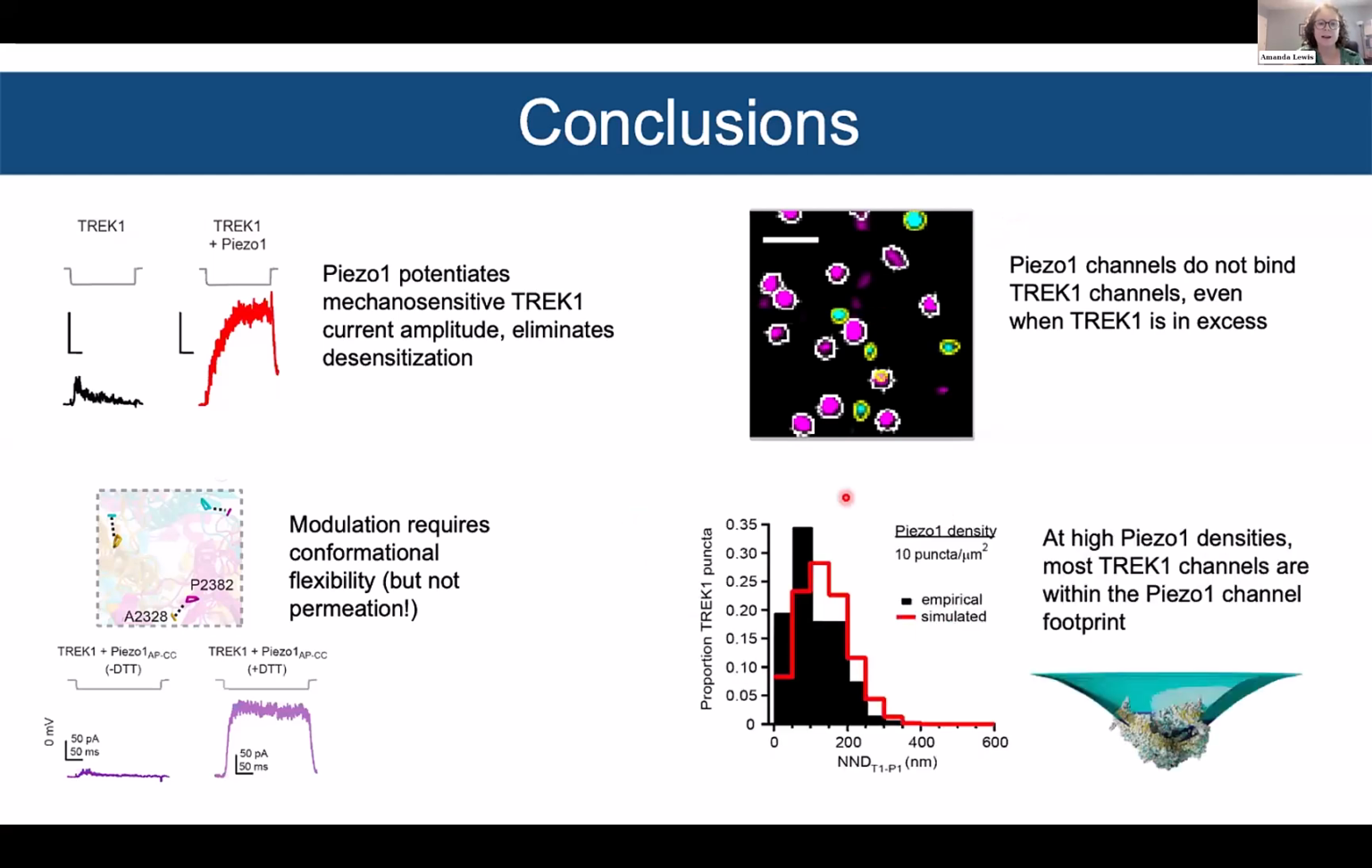And finally, we found that at high Piezo1 densities, at densities that are sufficient to maximally potentiate TREC1, most TREC1 channels are within the Piezo1 channel footprint, suggesting this is a potential mechanism by which Piezo does this.